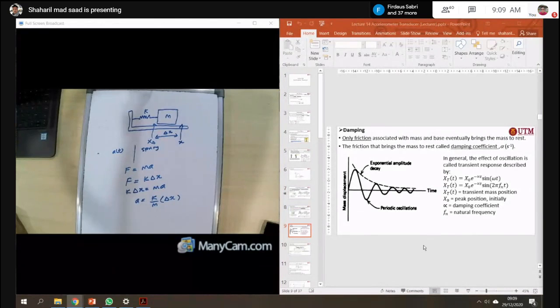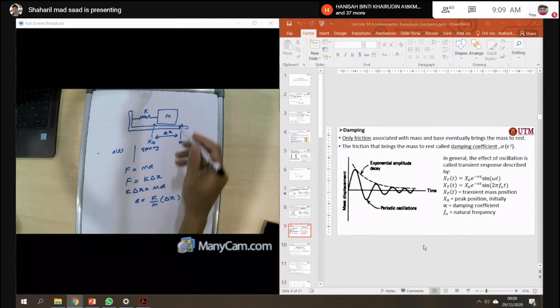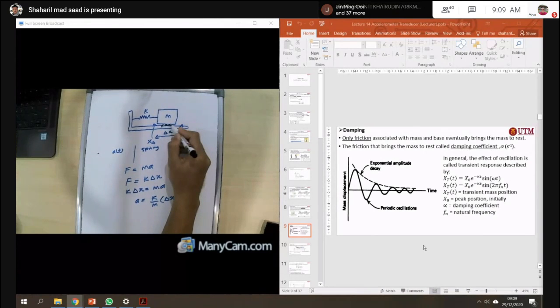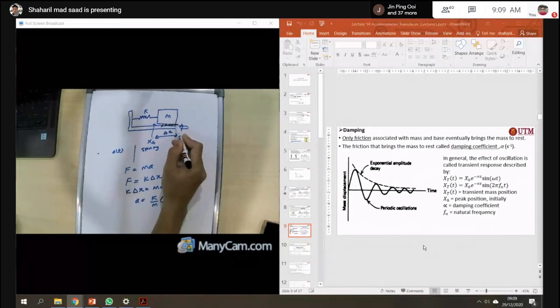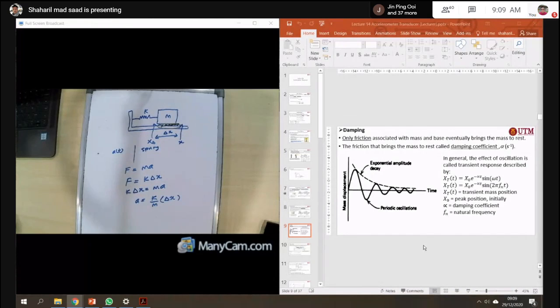And the damping is sometimes we call it this one. Right, have some damping here. So this one will determine your damping, the damping coefficient alpha. So this is the formula.